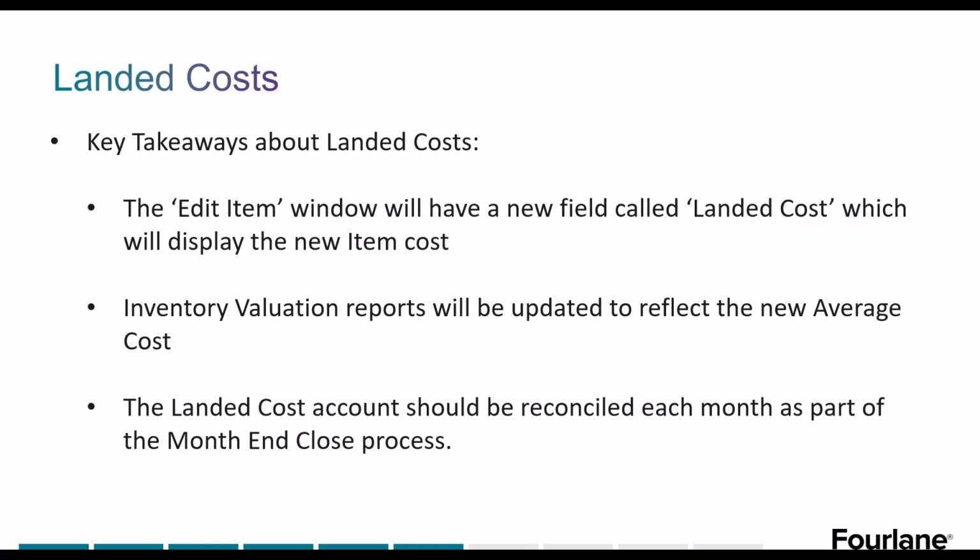So the takeaways, three important things. The edit item window will have a new field called landed cost, which displays that new item cost in the item itself. The inventory valuation reports will be updated to reflect the new average cost. And the landed cost account should be reconciled each month as part of the month-end close process. So three key takeaways there, right?